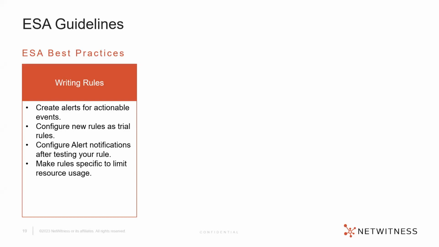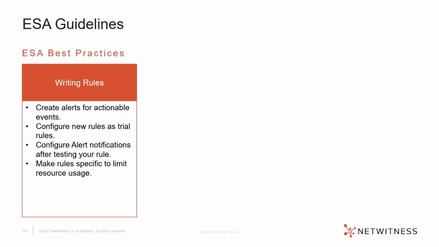Here in writing rules, the purpose of an alert should be to notify you of an event that requires immediate and specific action. For events that do not require action or only require you to be aware, you can create a report. Configure alert notifications only after your rule testing and tuning is complete. This can help you ensure you do not get flooded with notifications if a rule behaves differently than you expect.